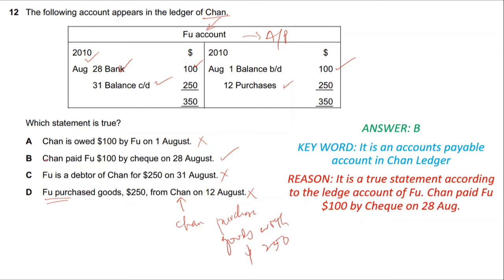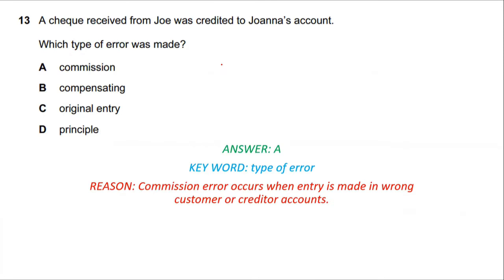Therefore, the correct answer to multiple choice 12 would be option B. Multiple choice 13. A check received from Joe was credited to Joanna's account. So this is again about accounting errors.